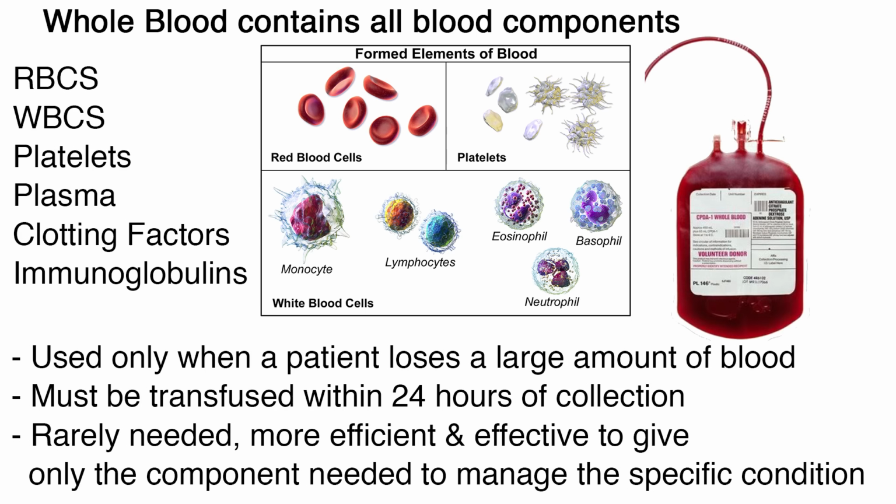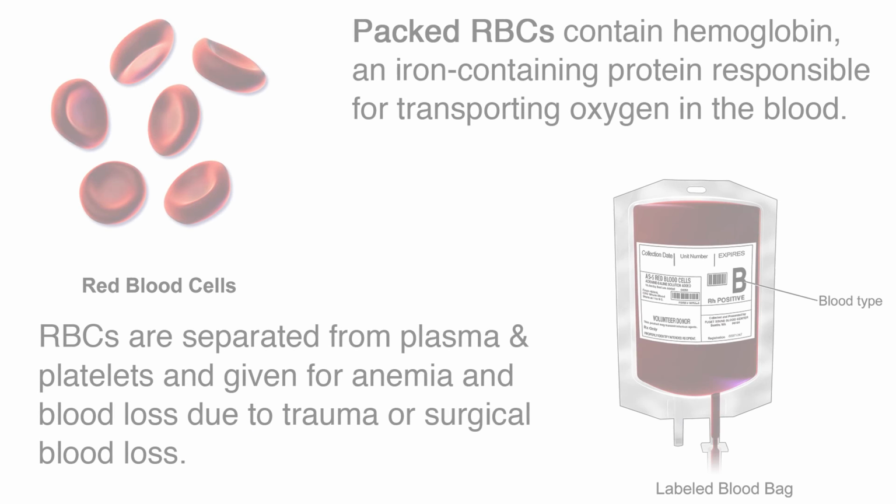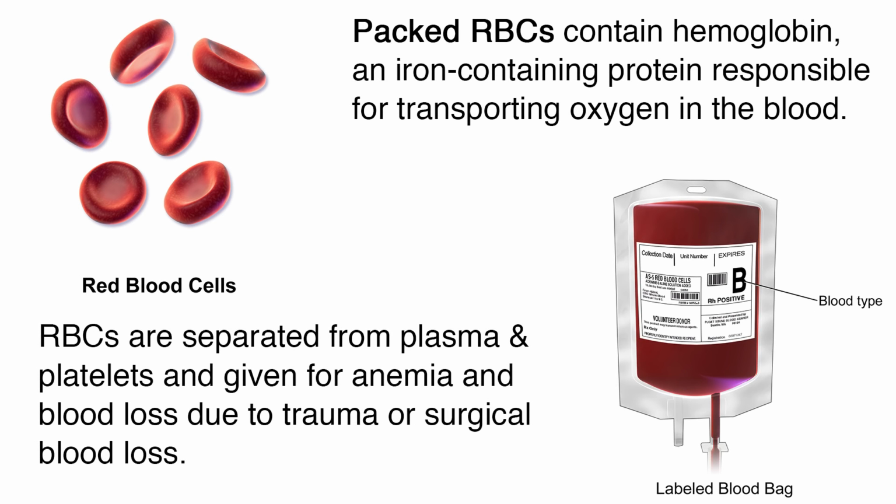Patients rarely need all the components of whole blood, so it is more efficient and effective to give only the component needed to manage the specific condition. Second, we'll talk about packed red blood cells. Packed red blood cells contain hemoglobin, an iron-containing protein responsible for transporting oxygen in the blood. RBCs are separated from plasma and platelets and given for anemia and blood loss due to trauma or surgical blood loss.